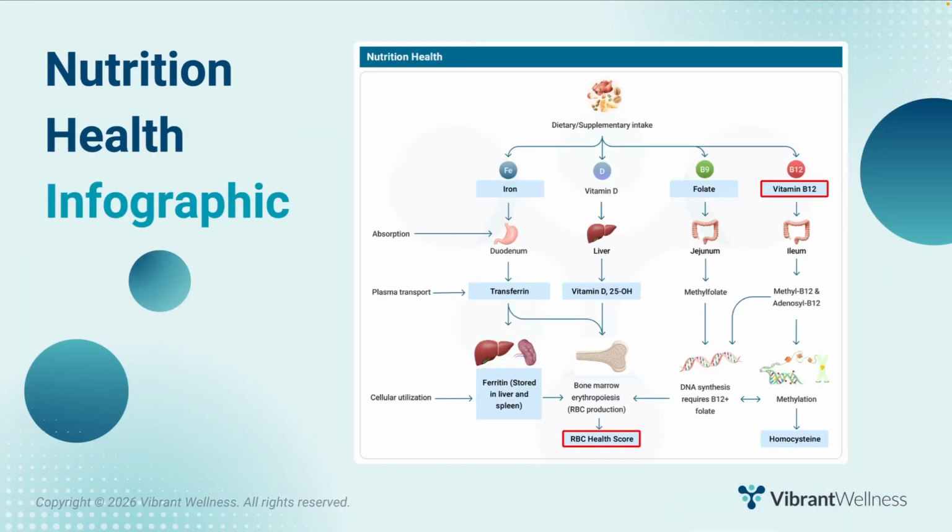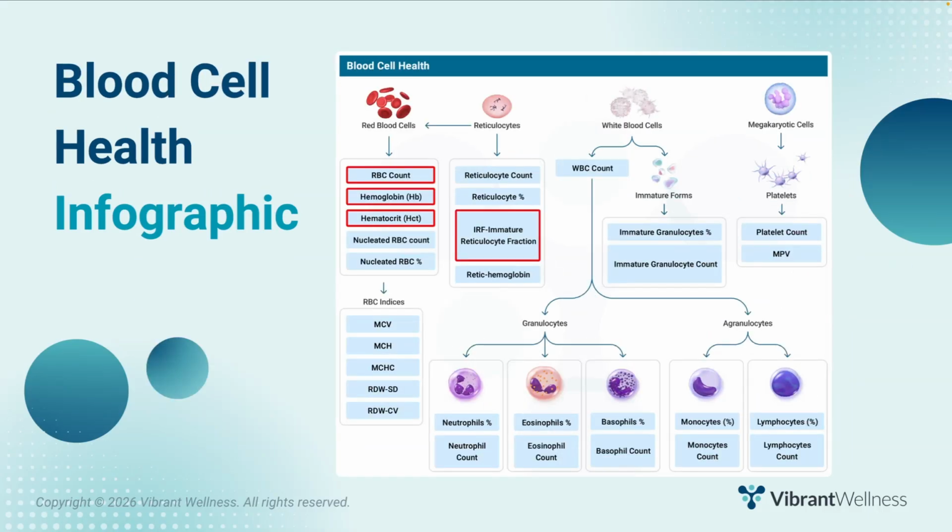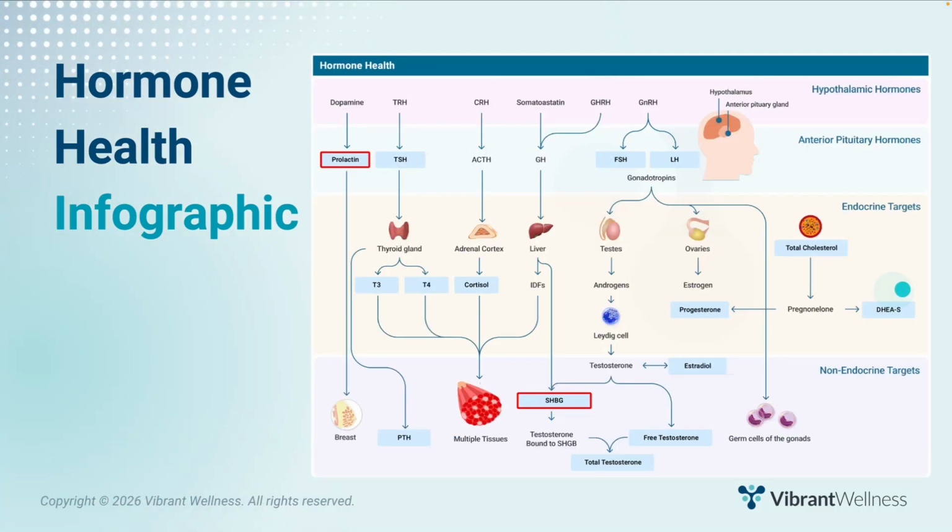The next infographic, the nutrition health infographic, shows where nutrients undergo metabolic processing and how each nutrient impacts various organs and biological systems. The blood cell health infographic shows the classification for each marker, making it easier for providers to explain red blood cells versus white blood cells to patients. The final infographic is for hormone health. It's so big it prints sideways on the 8.5 by 11-inch page. This shows how each hormone is made and which organs or tissues are impacted.